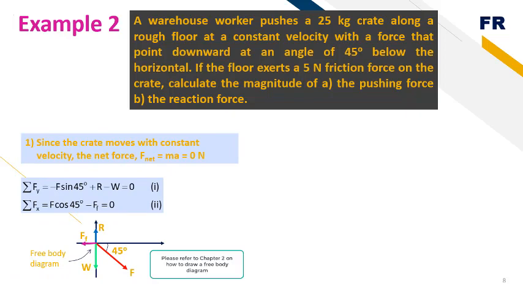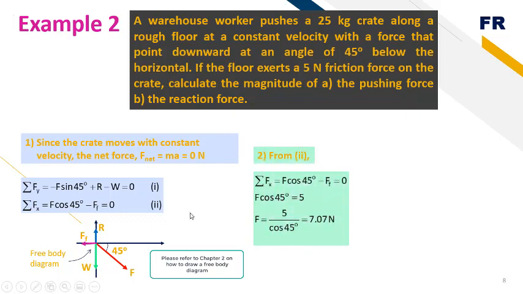Since the crate moves with constant velocity, the net force, F net equal to ma, equals 0 Newton. So this will result in the summation of force along the y-axis, Fy, and the summation of force along the x-axis, Fx, equals 0. And we can see from the free body diagram given there all the forces and their orientation relative to the object.